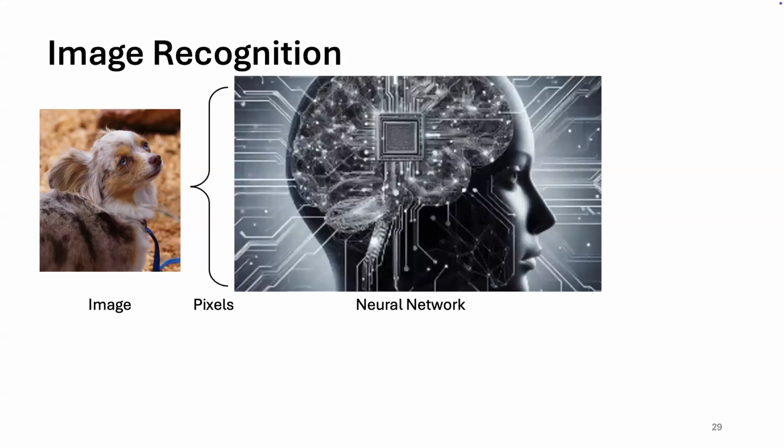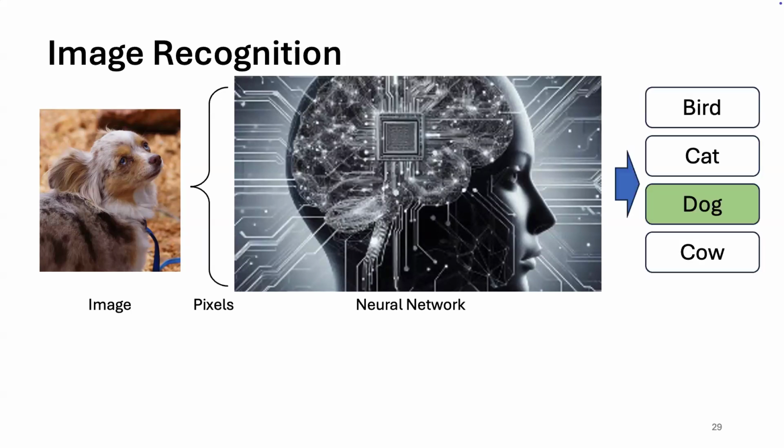So the way it works is it takes an image, it breaks it all up into pixels, which are the little tiny dots, feeds it into the neural network, and then it comes up with some kind of response. In this particular case, the question was, what is this? Well, it's a dog.